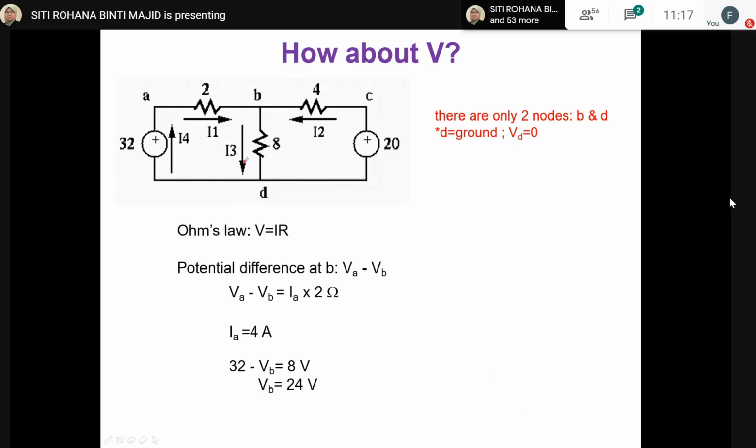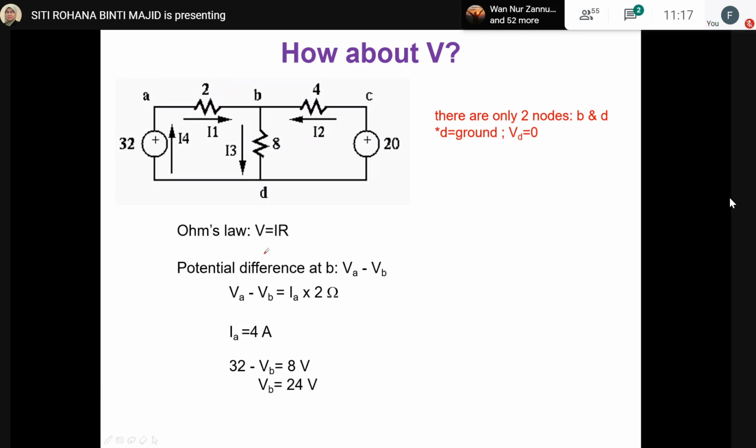So how about voltage? Voltage is very simple actually, because we will apply Ohm's law. Once you already know I and R, current and resistor, you definitely can calculate voltage, so you are able to calculate the voltage across each element.